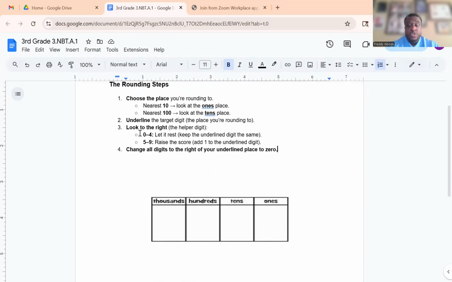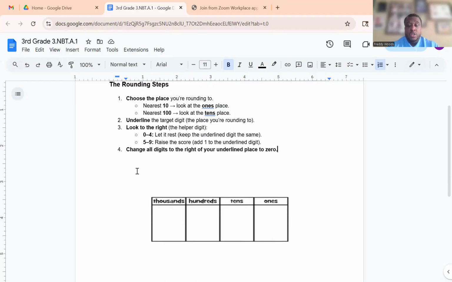If that number is a 0 through 4, that means the number we underline has to rest. It has to stay the same. If that number is a 5 through 9, that means we got to raise the score. The number we underline has to go up one. And lastly, every number that came before the place we rounded to has to turn into the 0.